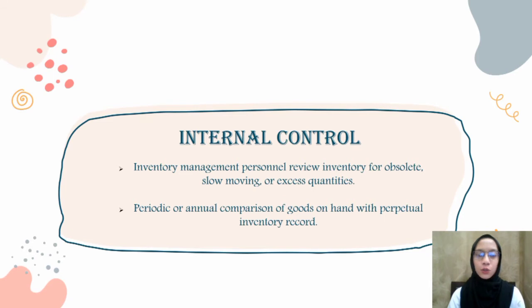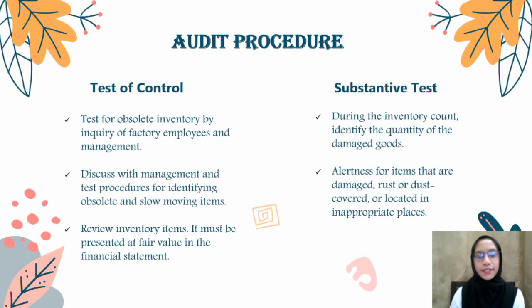Okay, the internal control for realizable value is that the inventory management personnel will review the inventory to check whether there are obsolete, unusable, slow moving or excess quantities. And then periodically or annually, the management will compare the goods on hand with the perpetual inventory records. Next, the audit procedure for realizable value. As usual, we have two types of audit procedure, which are test of control and substantive test.